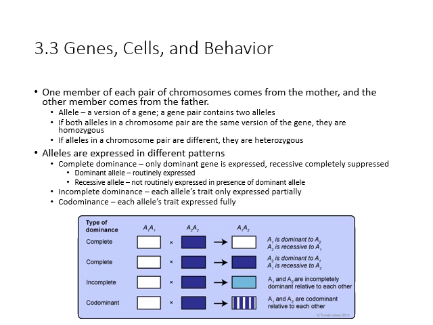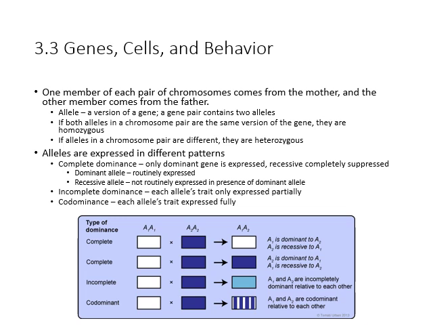One member of each pair, so one chromosome from each pair comes from the mother, and one chromosome of each pair comes from the father. An allele is a version of a gene, and a gene pair contains two alleles. If both alleles in a chromosome pair are the same version of that gene, they're homozygous. And if those alleles in the pair are different, they're called heterozygous.